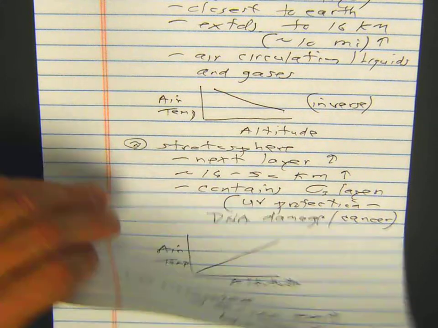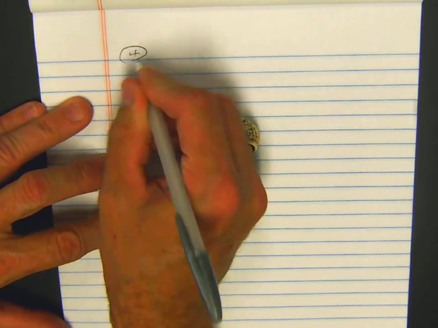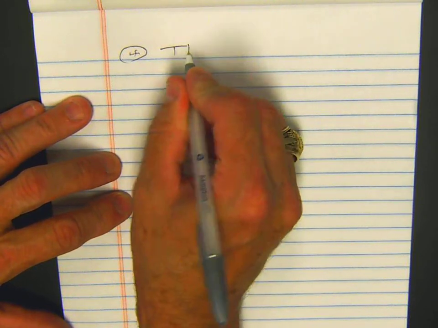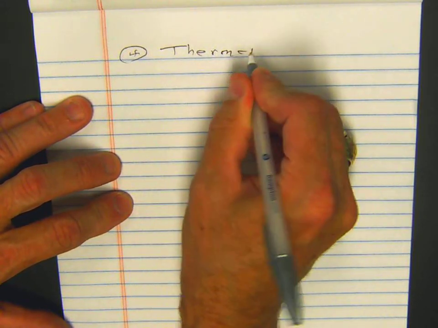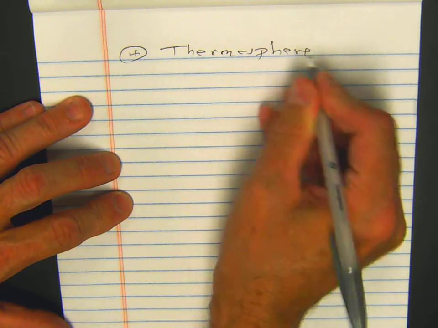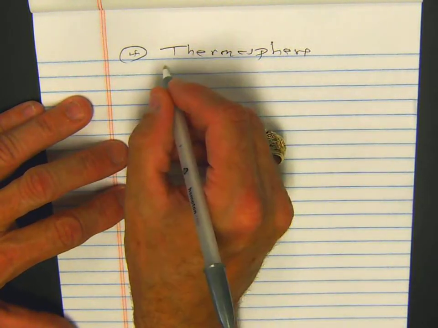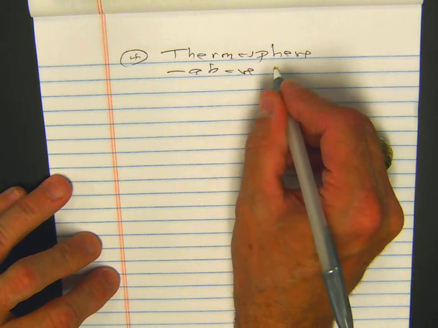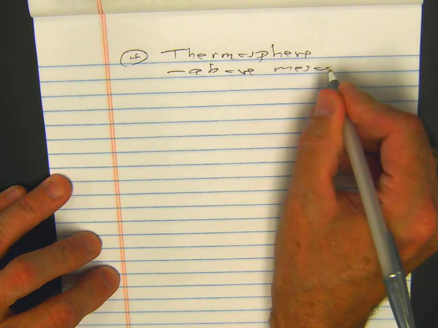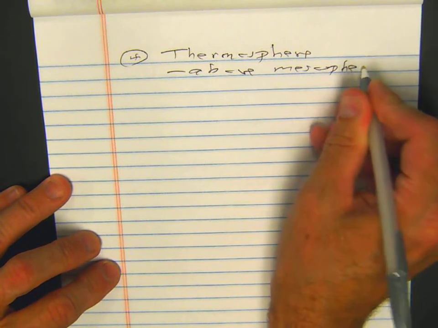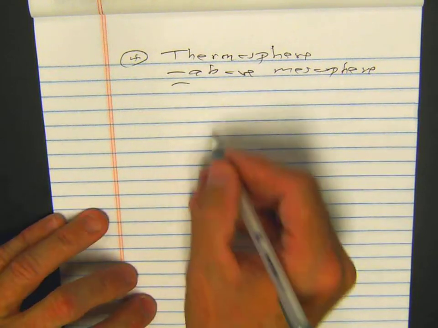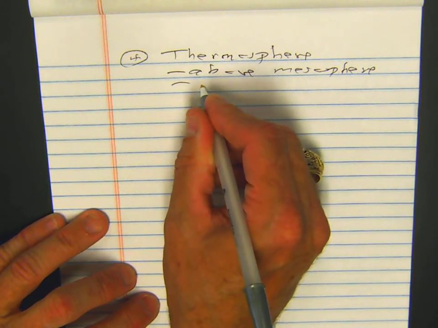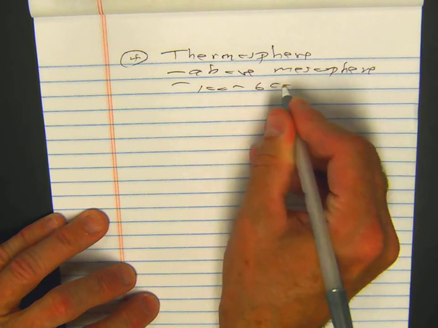The last two levels. The next level is called the thermosphere, and that is above the mesosphere. Altitude-wise, approximately 100 to 600 kilometers up.